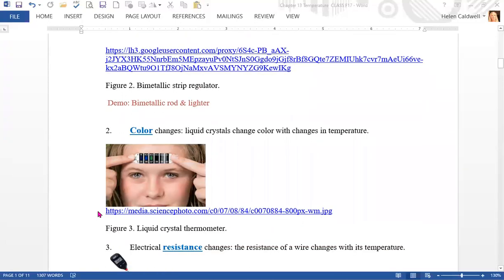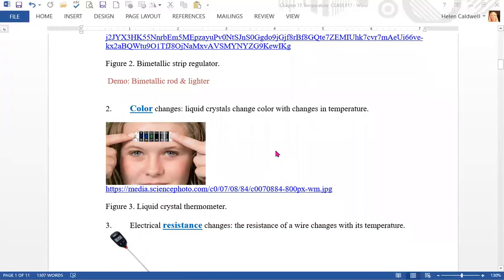We can use color changes to indicate temperature changes. This usually involves liquid crystals. They respond to temperature by changing color in a very limited range. So they don't have the versatility of a mercury and glass thermometer, or an alcohol and glass thermometer.